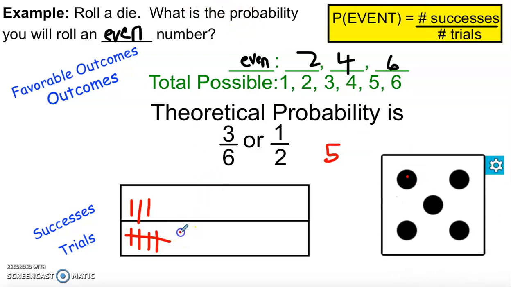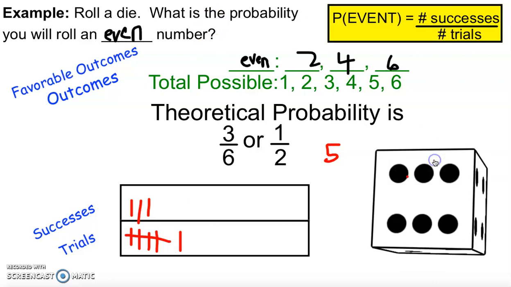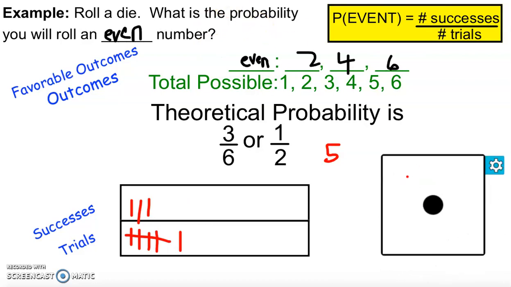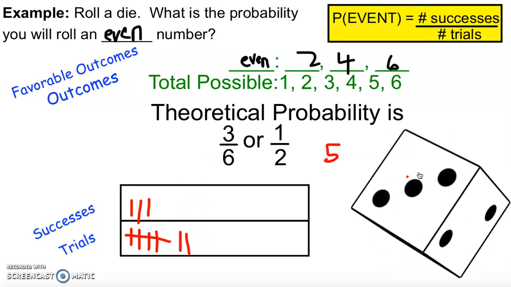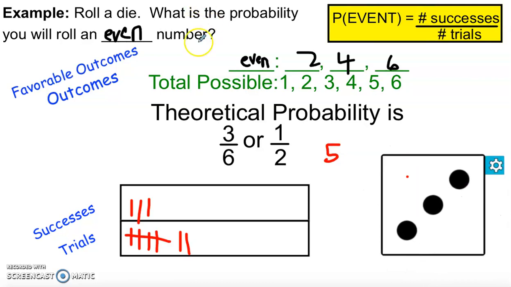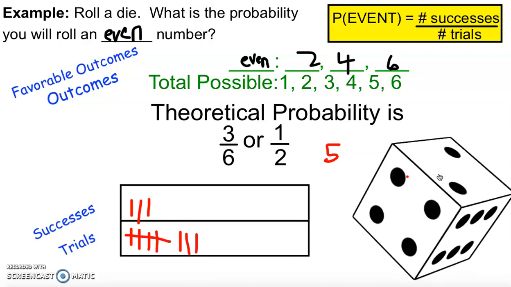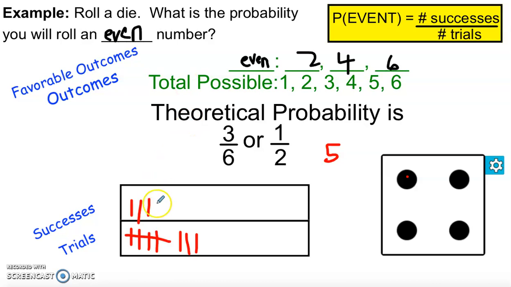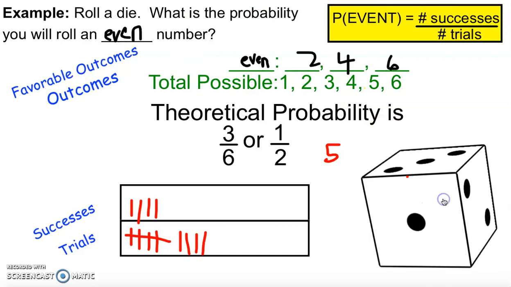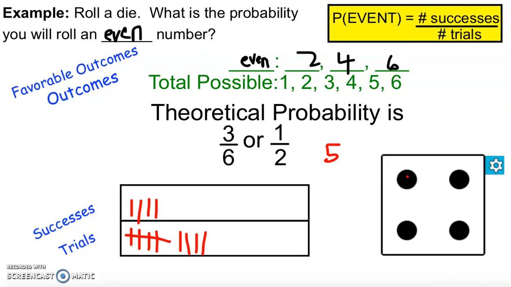Didn't get it that time. Didn't get it that time. We're having a run of bad luck. Yep, we got it that time. All right, here's our last chance to get the 5th one in an even. Let's see if we get it. Woohoo! We did. So we got 5 out of 10. So we did get the theoretical probability. So it matched. Yay!